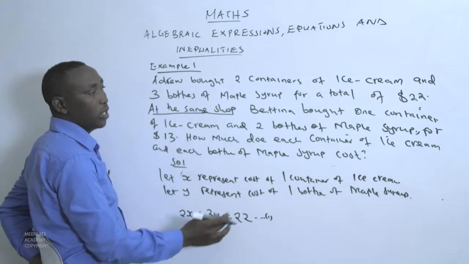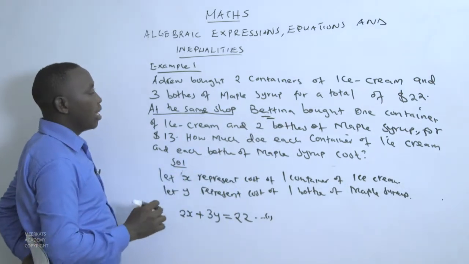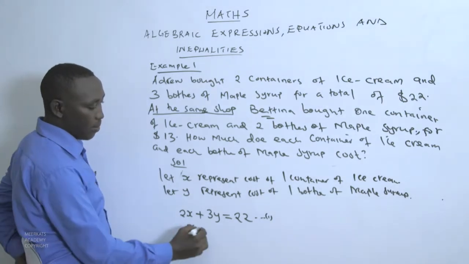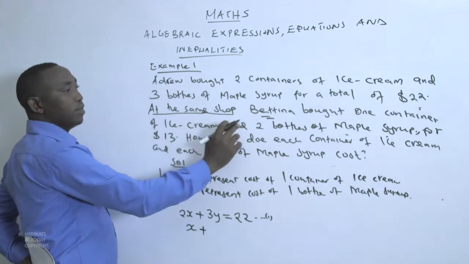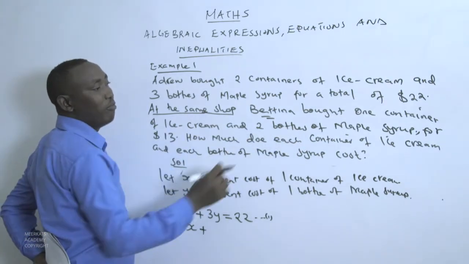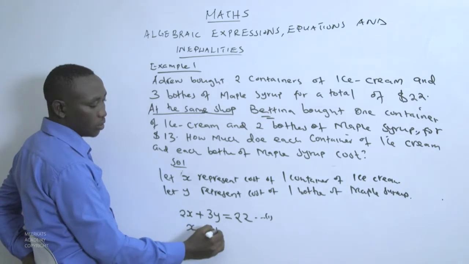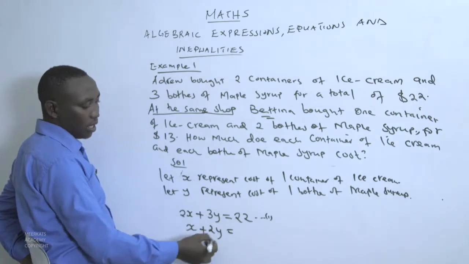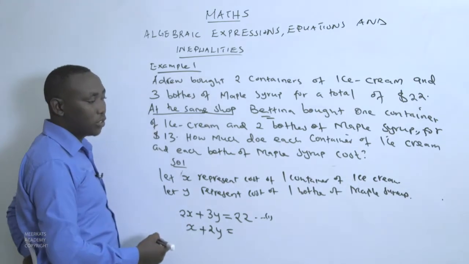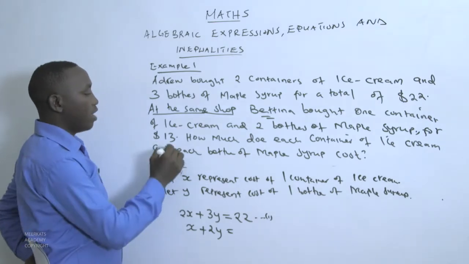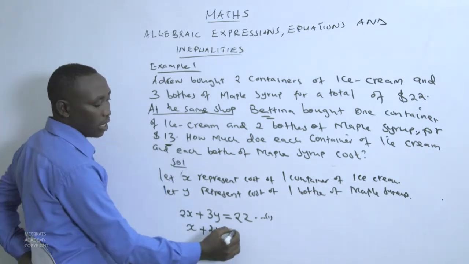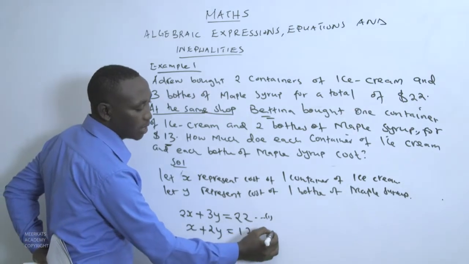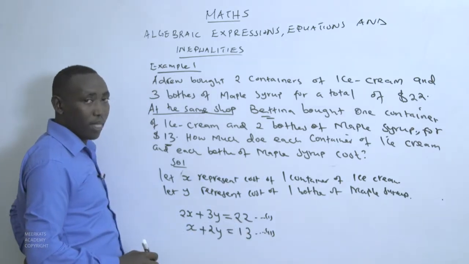Our second equation is from Bettner. He bought 1 container of ice cream, therefore he spent x dollars, plus he bought 2 bottles of maple syrup, therefore he spent 2y dollars. Now when he summed up the total amount he had spent in that particular shop, he found it to be $13. So this one will give us a total of $13, and this forms up our equation 2.